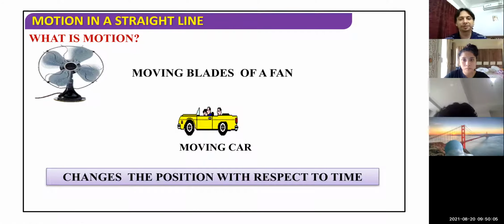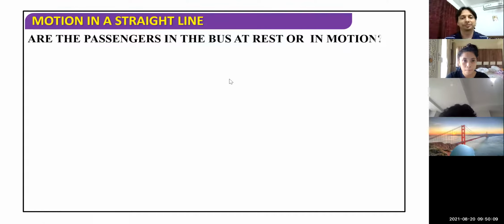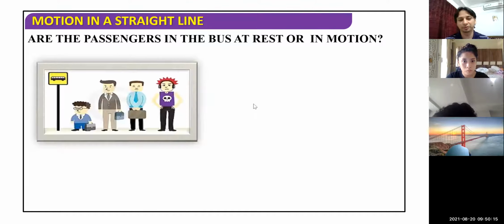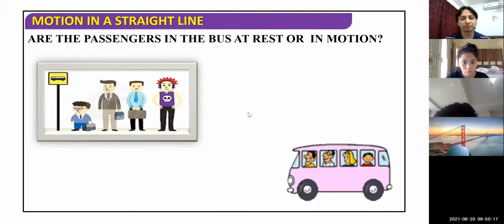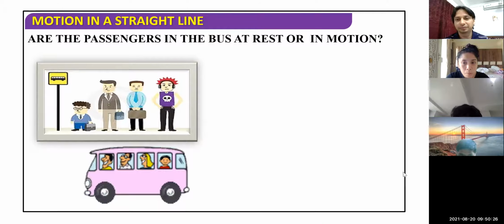Now, children, next. One question for all of you. Look carefully at this picture, children. Observe it carefully. The definition of motion is that if a body changes its position with respect to surroundings and time, right? Yes, with respect to surroundings, with respect to time. Correct.